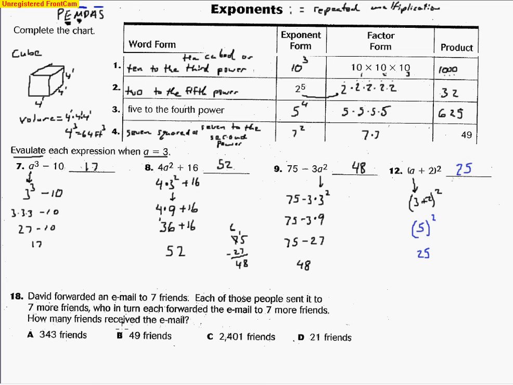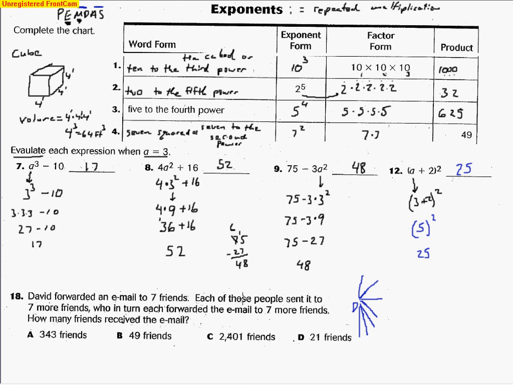Here we've got David forwarded an email to 7 friends. Let's draw a picture about what's going on. We've got David here. And he gave it to 7 people. 1, 2, 3, let's see here, 4. I'm going to have to make a line here. 5, 6, and this is my 7. So let's count those lines again. 1, 2, 3, 4, 5, 6. Okay, I get one more in there. 7. Okay, so those are the 7 friends you emailed.